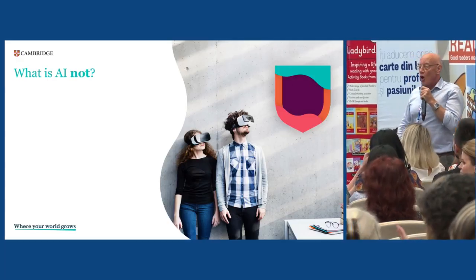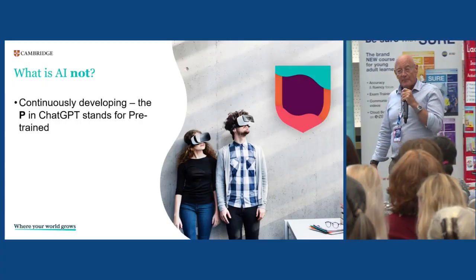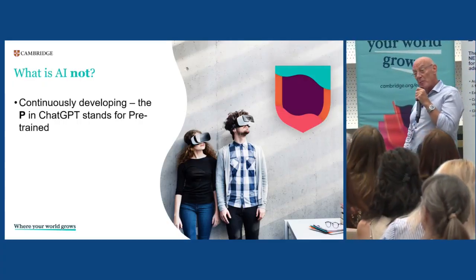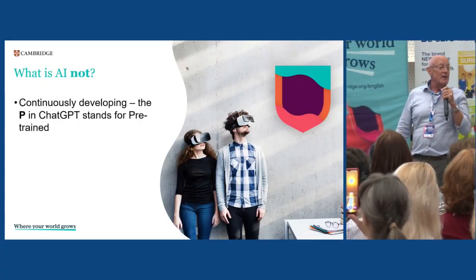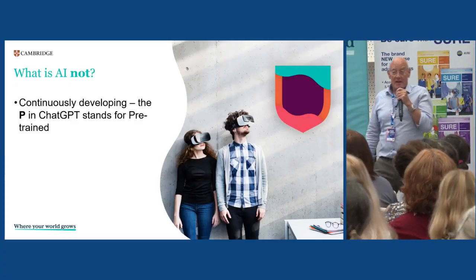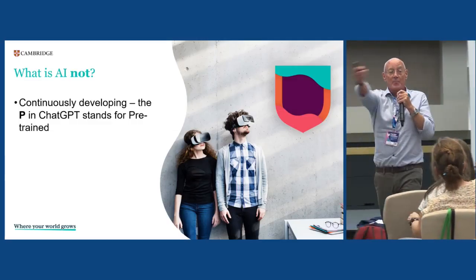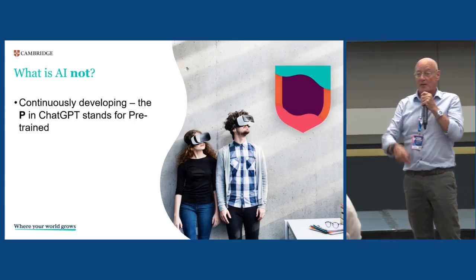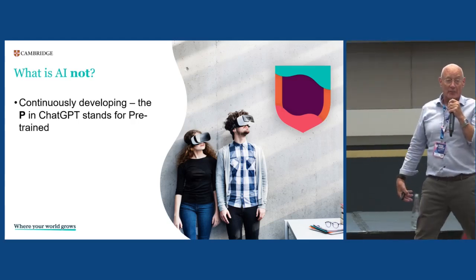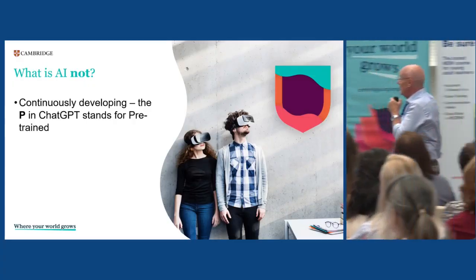So what is AI not, first of all? Well, AI is not continuously developing, although we may think it is. The P in ChatGPT means pre-trained. Any AI will only work, it will only exist if somebody, a human, puts something into it. That's what it works on. It works on the data that we as humans actually put into it.